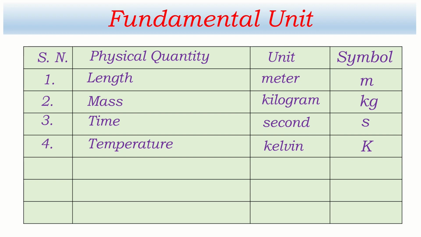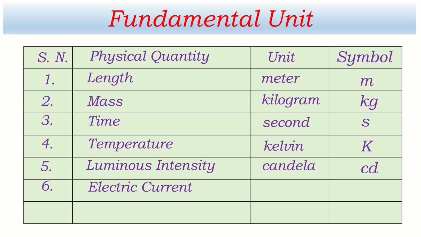If the unit of any physical quantity is taken in the name of the scientist, then it is denoted by a capital letter. Okay, number 5, luminous intensity. It is measured in candela and its symbol is CD. And 6th, electric current. Its unit is ampere and it is taken in the name of the scientist Ampere, so its symbol is capital A.